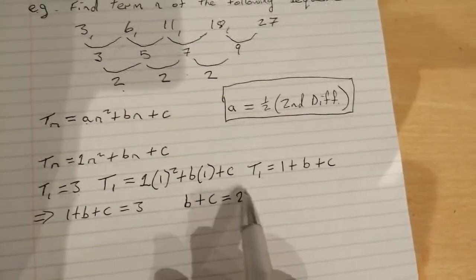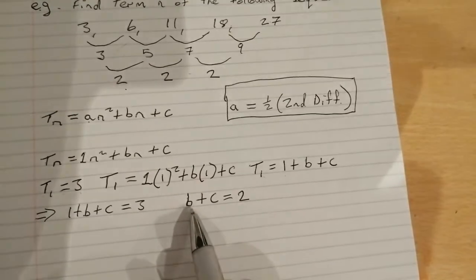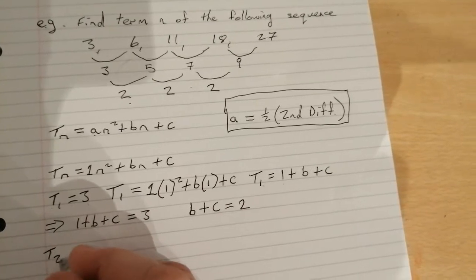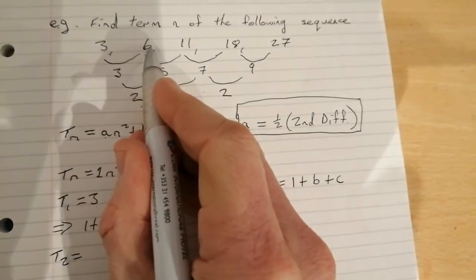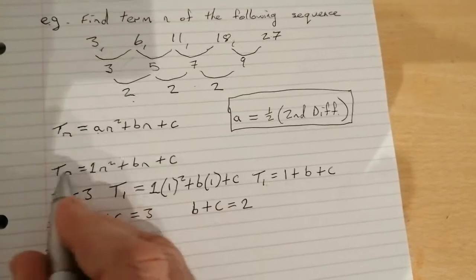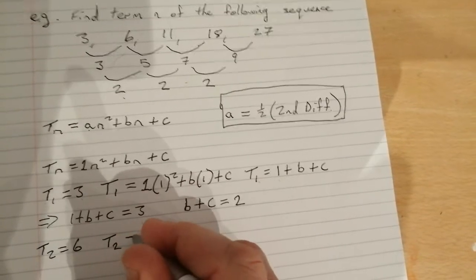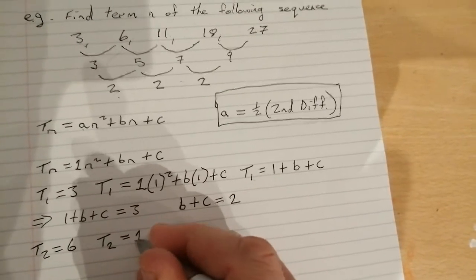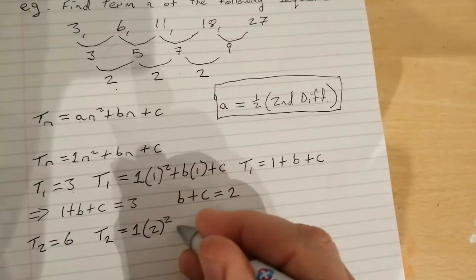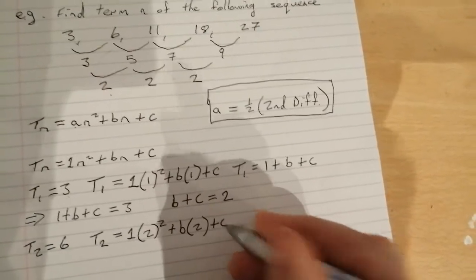With the second term, I'm going to get another linear equation in 2 variables in terms of b and c. Taking term 2, I know term 2 is equal to 6. I also know, if I use my formula so far, even though it's incomplete, that term 2 will be 1 times 2 squared. I'm subbing in 2 here and 2 here, plus b times 2 plus c.